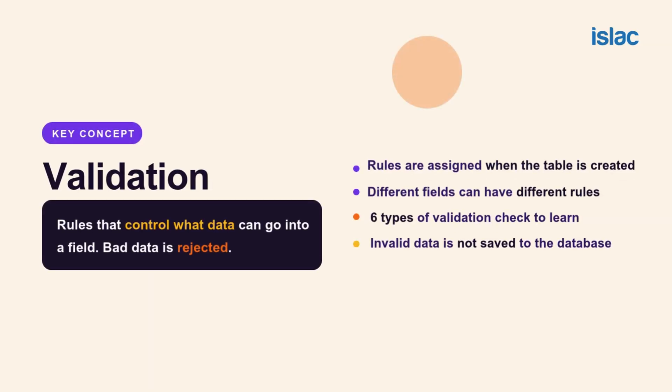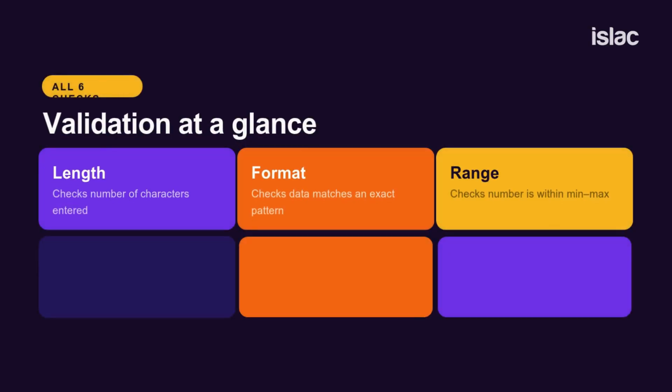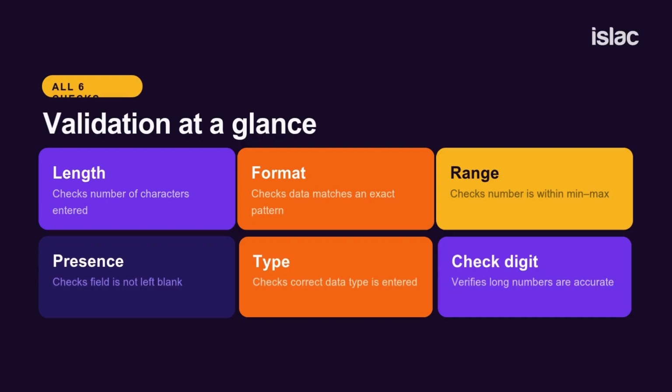Validation rules are assigned to fields when a table is created. They control what data can be entered. If data does not pass the check, it is rejected. There are 6 types to know. Here are all 6 validation checks: length, format, range, presence, type, and check digits. Make sure you can name and describe each one with an example.